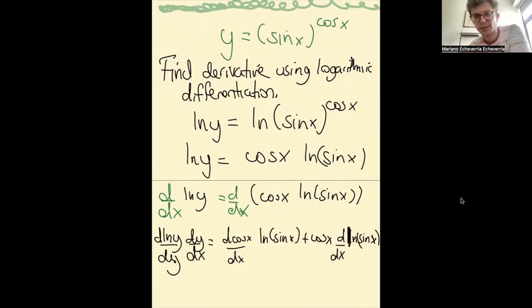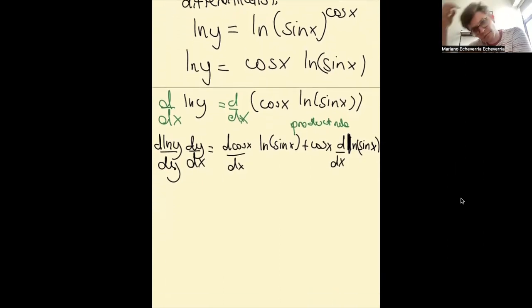Is that making sense? Any questions about this up to this point? So here's like the product rule. So this is just 1 over y, dy dx, right? What's the derivative of cosine? It was minus sine of x. That one is one you should definitely remember.